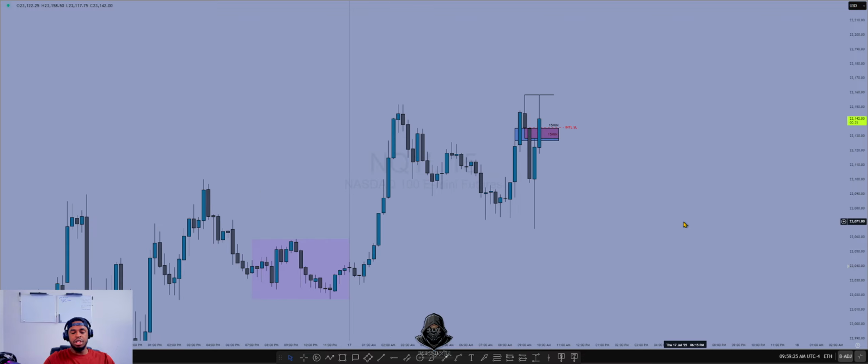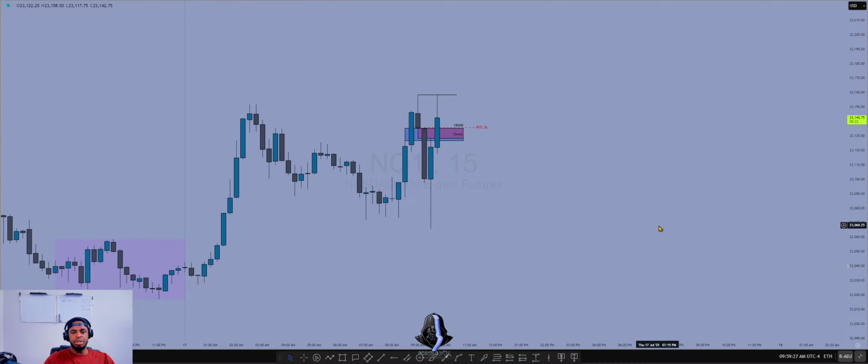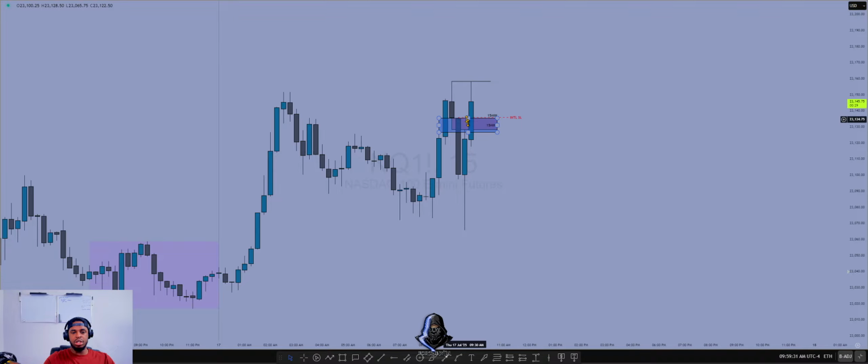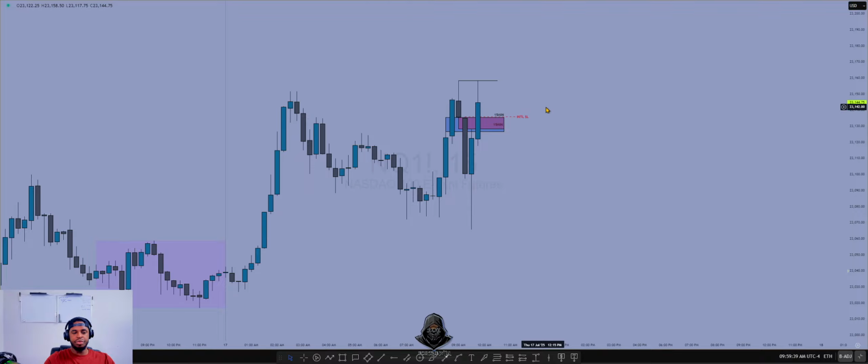So let's see how this 15-minute closes. What I would love to see is a huge rejection and then the body closes below the initial stop loss, like it was trying to do just a second ago. But it looks like it's going to close above it. Let's see. And if it closes above it, I'm going to scrap it and look for a new opportunity.